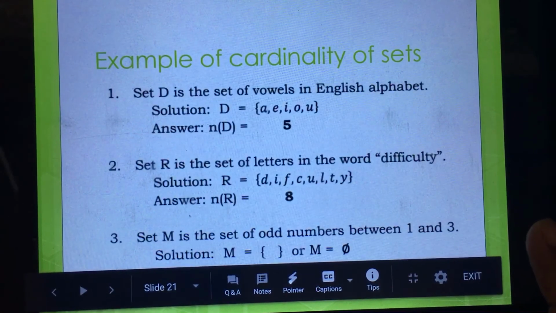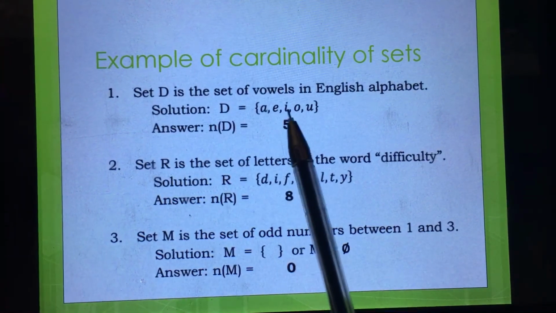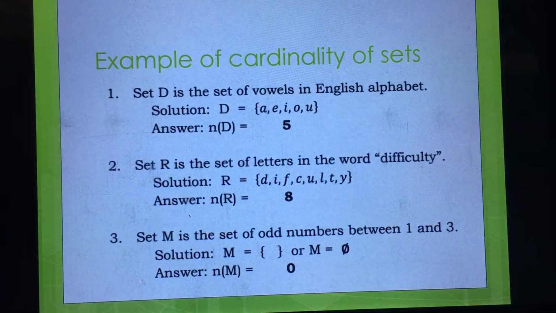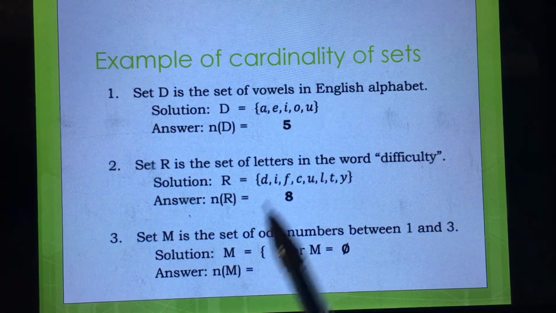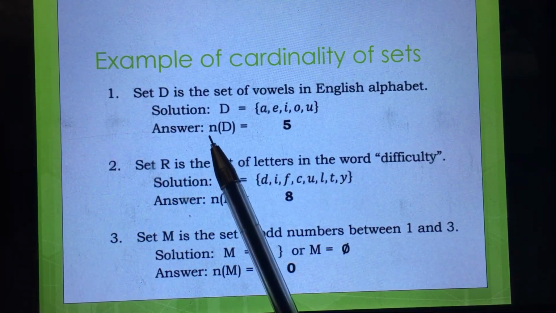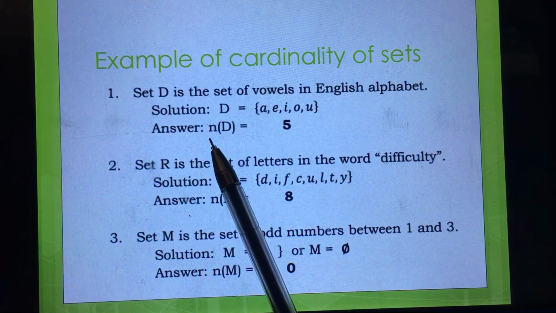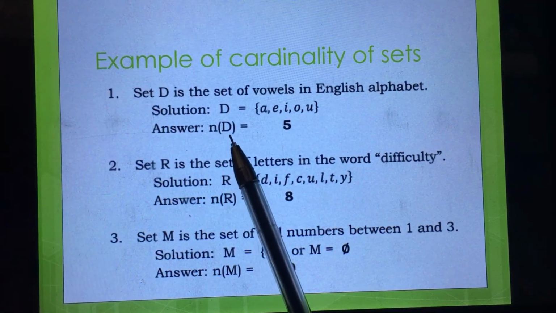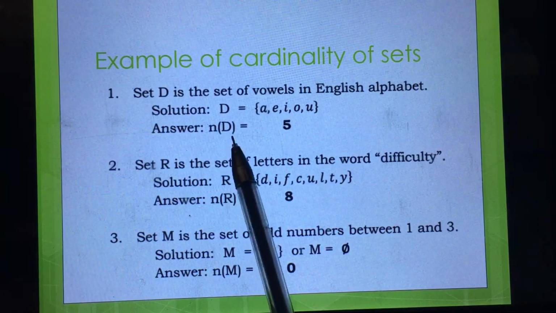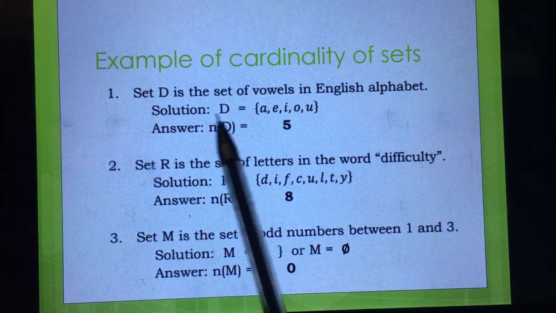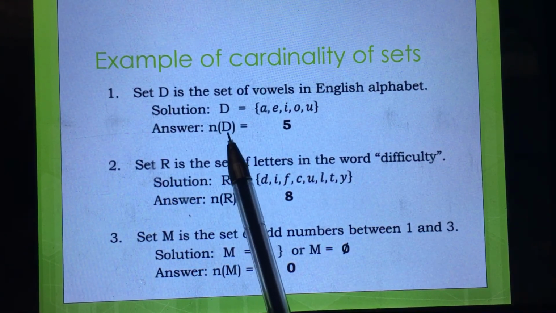Example of cardinality of sets. Set D is the set of vowels in English alphabet. What are the vowels in the English alphabet? We have A, E, I, O, U. So how many are those? Those are 5. Therefore, the cardinality, the small n means cardinality. Of what? Of what set? The given is D, therefore D is written here. If it is letter O, therefore O also will be written here.